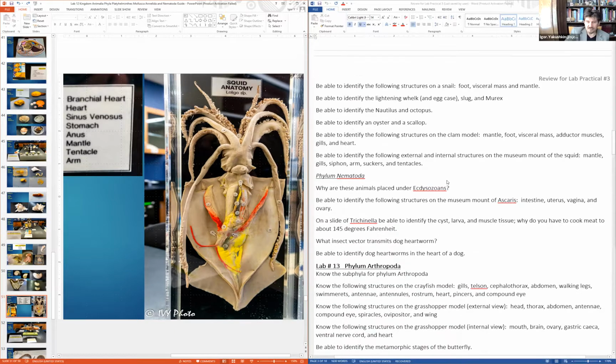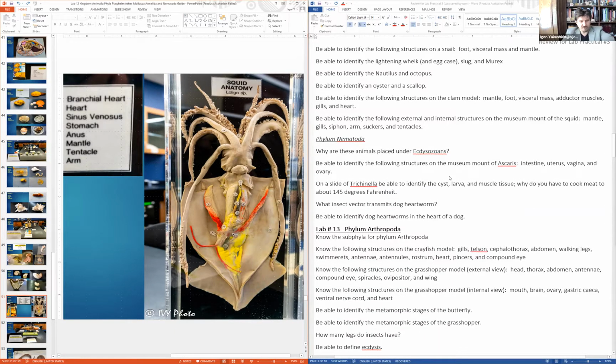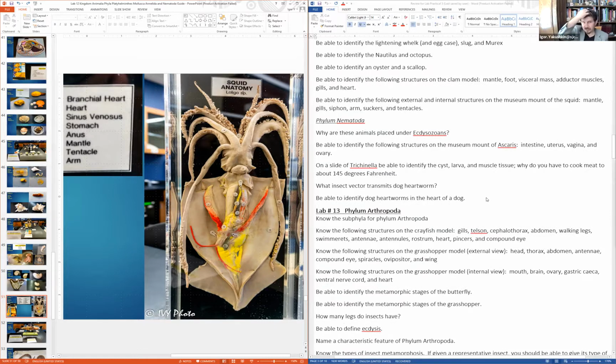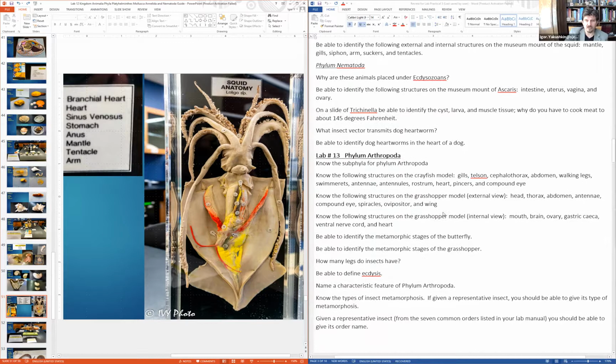So that's basically it on the, oh man, I need to go faster. That's basically it on the mollusks, right? Yes. Okay.